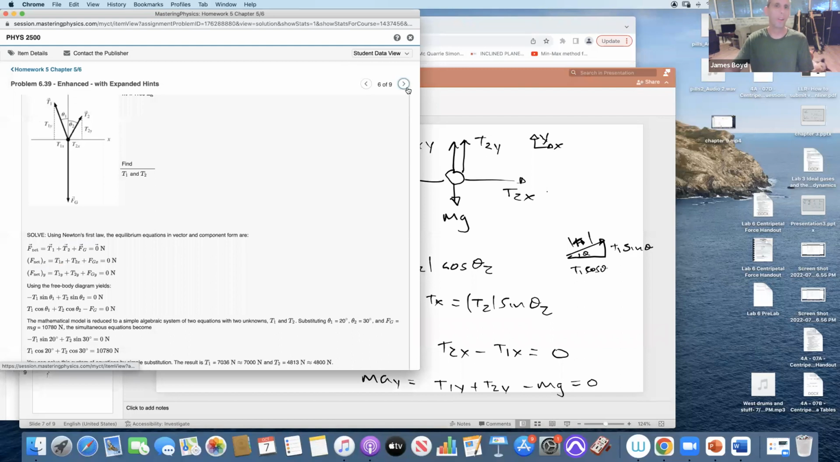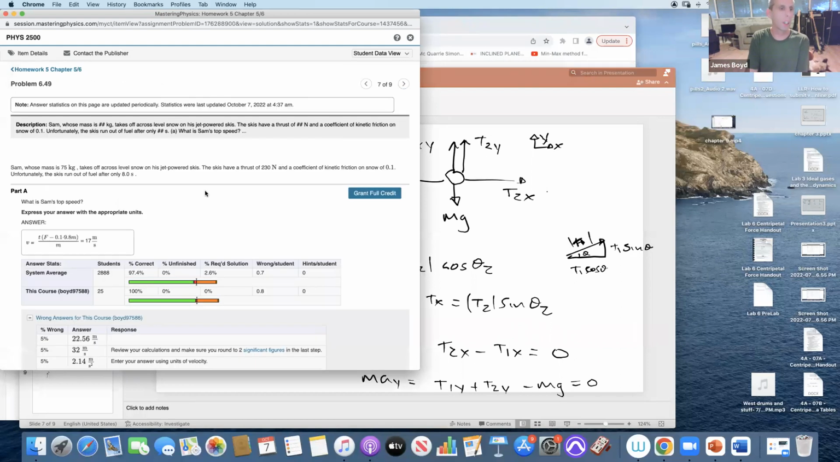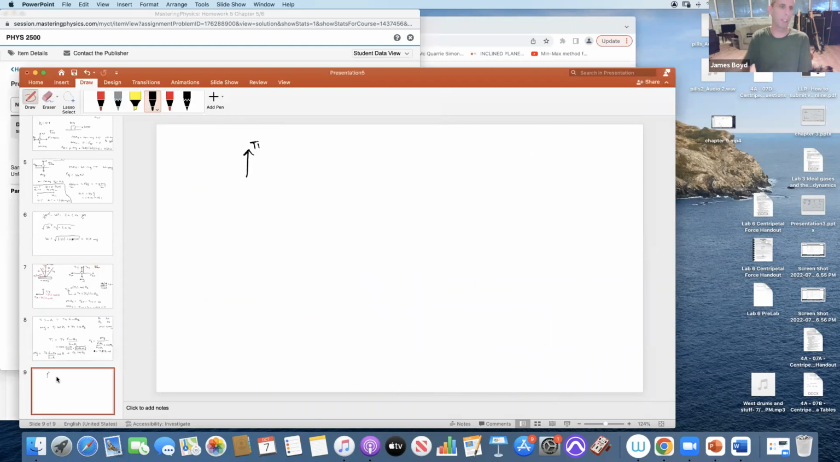All right, we're almost done actually. Sam has a mass of 75 kilograms, and he takes off across a level surface on jet-powered skis that have a thrust of 230. The coefficient of friction with the snow is 0.1, and his skis run out after 8 seconds. So we want to find his top speed. Now, everything's blocks.